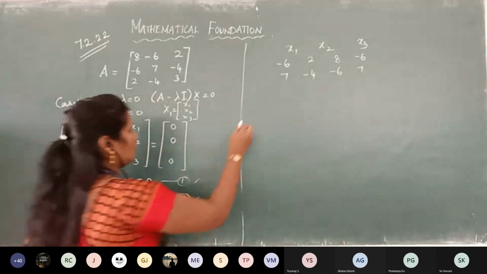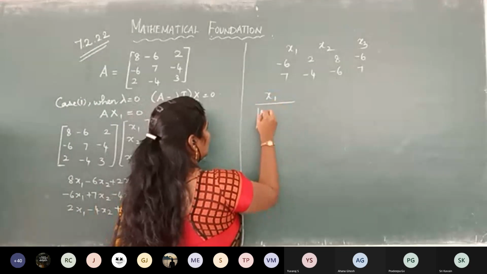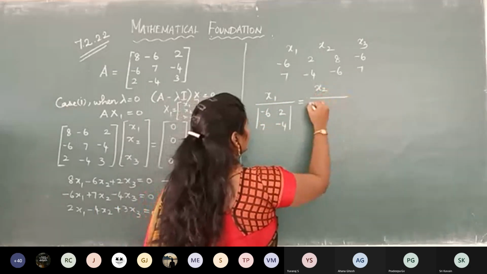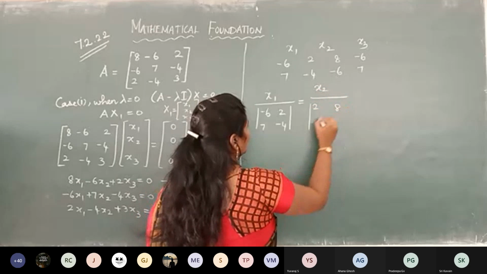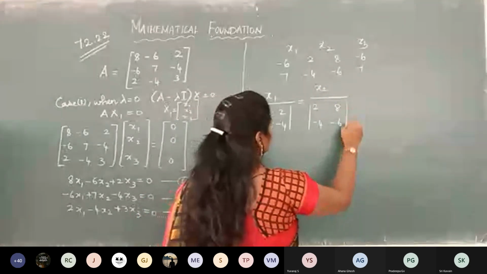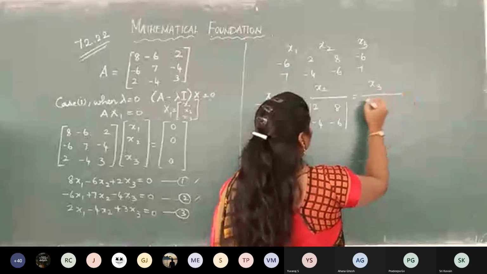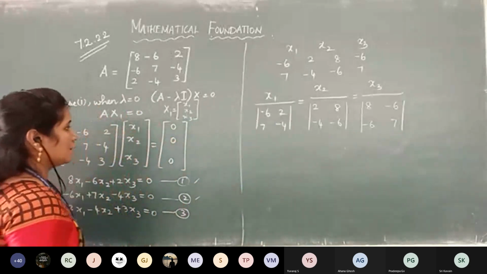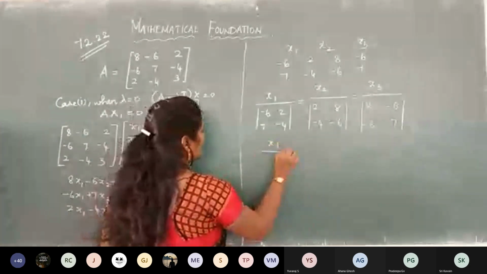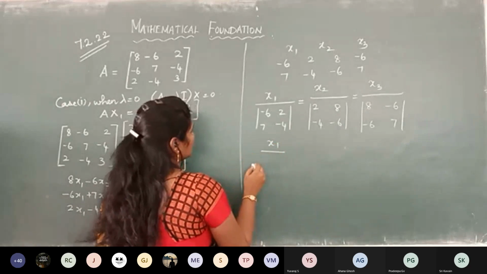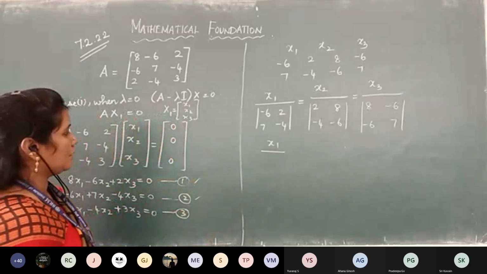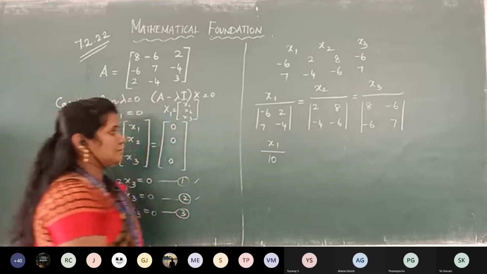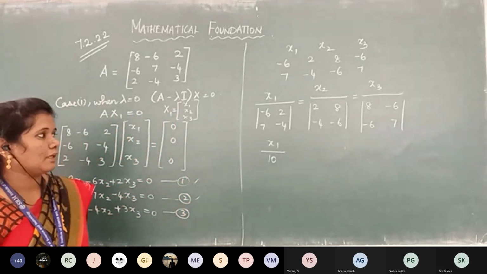So from here, find out what your x1 is. x1 by minus 6, 2, 7, minus 4 is equal to x2 by 2, 8, minus 4, minus 6 is equal to x3 by 8, minus 6, minus 6, 7. Multiply what you get. x1 by will be 24 minus 14, which is 10. Correct? It's 24 minus 14.